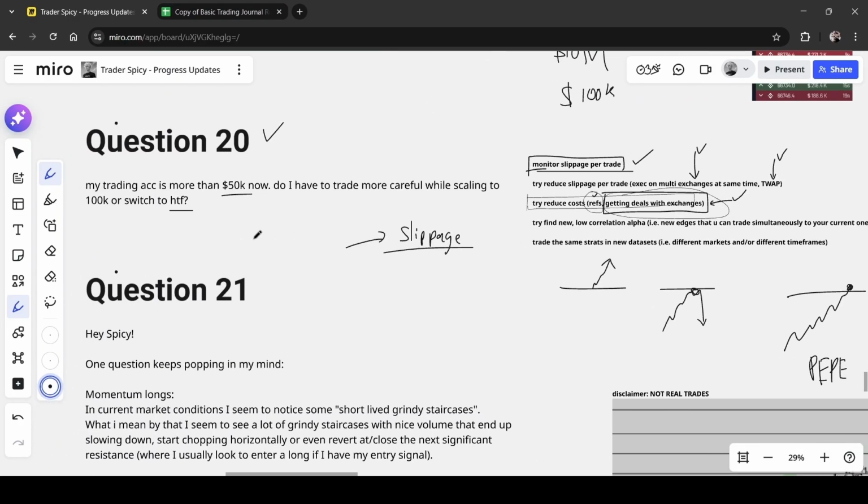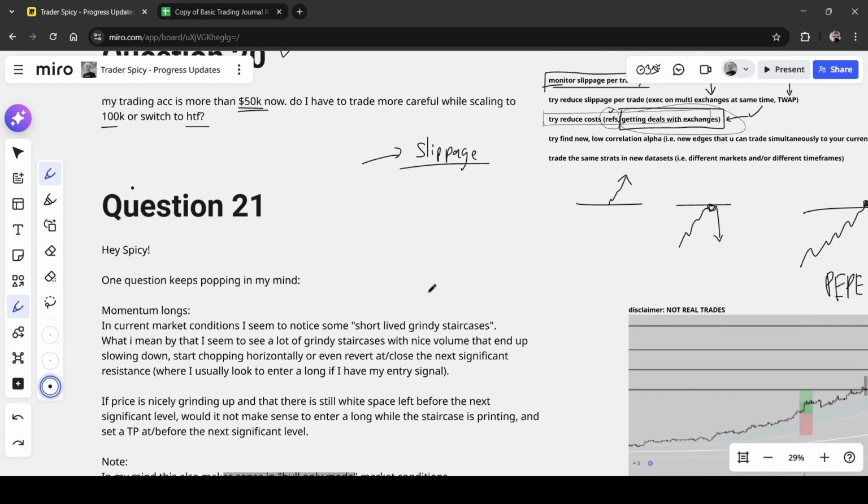But basically, on the road from 50 to 100K, you don't have to switch timeframes. You don't have to. It's just that you're going to have to really pay attention to your slippage and make sure that you're not destroying yourself to it. That's it. So pay attention to your slippage, try to reduce it over time, try to reduce your costs over time, and naturally you're going to have to go and look for more types of edges as well.